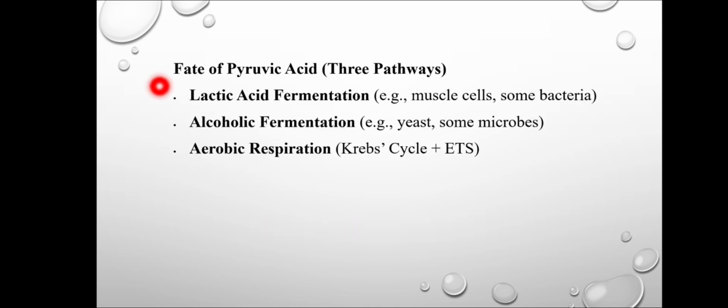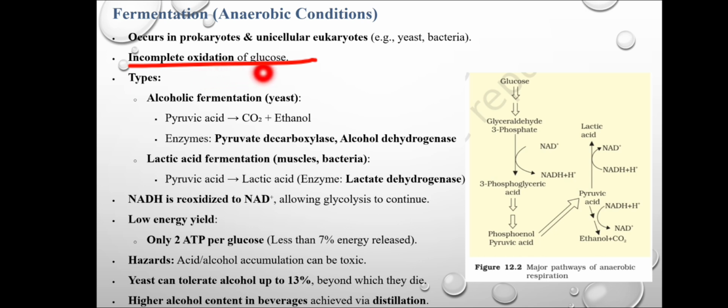The pyruvic acid which is produced during glycolysis can have 3 fates. Either it can undergo lactic acid fermentation or alcoholic fermentation, or it can go into aerobic respiration. The first two, lactic acid fermentation and alcoholic fermentation, are part of anaerobic respiration. In aerobic respiration, as I said earlier, the mitochondria will now get involved. This fermentation overall is an incomplete oxidation of glucose, because we will see that in the end CO2 and H2O are not produced. Here ethanol is produced in alcoholic fermentation, which is 2 carbon, and lactic acid is produced, which is 3 carbon.